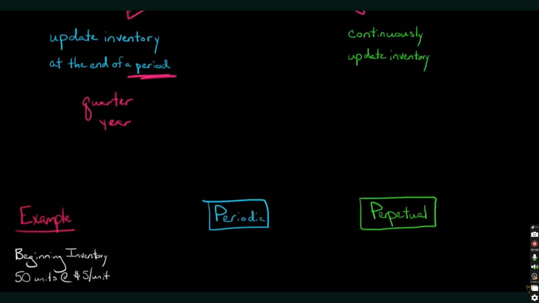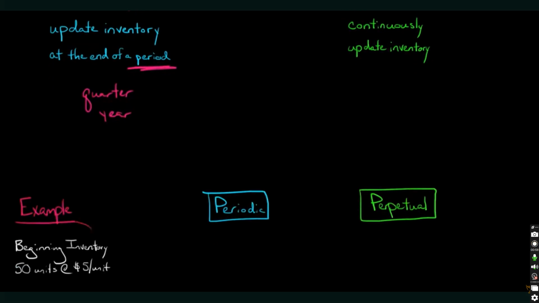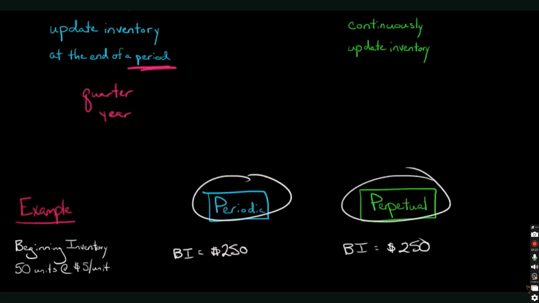So let's walk through an example. Let's say that we have in our beginning inventory 50 units that came at a cost of $5 a unit. So under both the periodic and the perpetual system, we'd have the same amount of inventory. We'd have $250 as our beginning inventory. I'll just abbreviate BI. So BI is equal to 250 for both the periodic and the perpetual system.